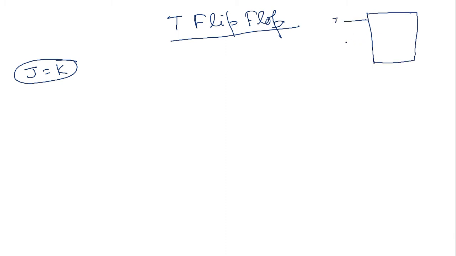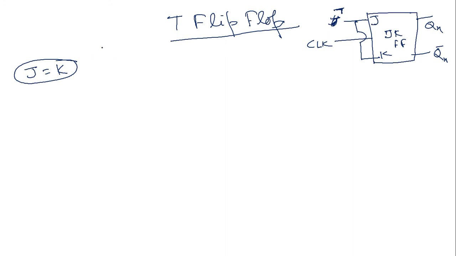From the JK flip-flop concept, there is a clock pulse. We connect, that is short, the J and K, with outputs Q and Q complement. This is the JK flip-flop. Here the clock is connected and J and K are shorted, and the input is T. So the truth table can be derived from the concept of the JK flip-flop.